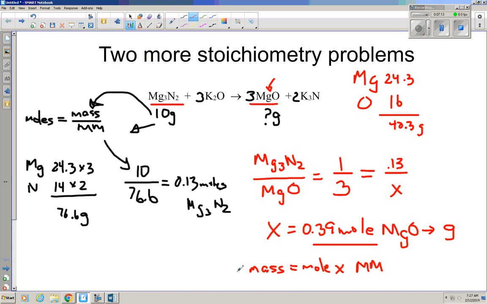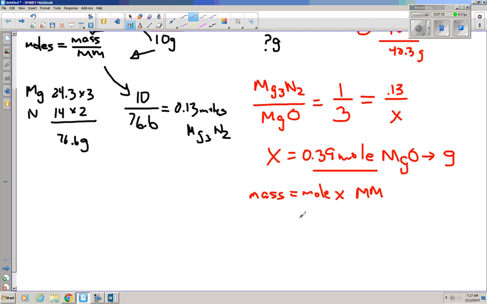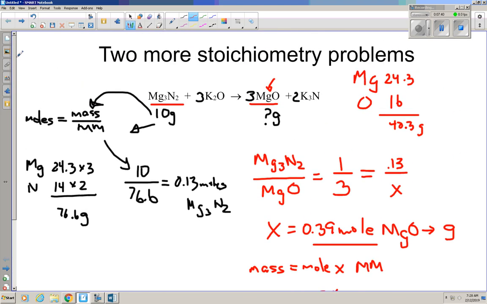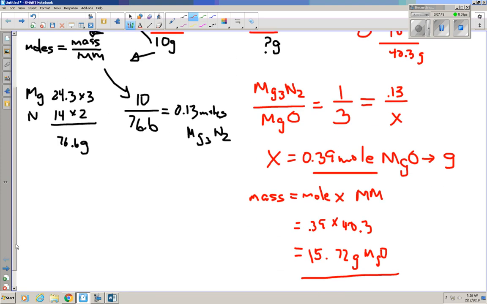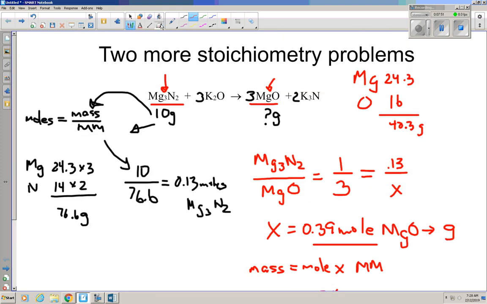So let us kind of extend the page a little bit here. I'm going to need to multiply 0.39 times 40.3. And you go ahead and do that with your calculators. That's going to give us the number of grams of MgO we're going to end up with. Okay, and we're back. So we ended up with 15.72 grams of magnesium oxide. And that's the deal. So basically 10 grams of this, when we're all said and done, can make 15.72 grams of this.